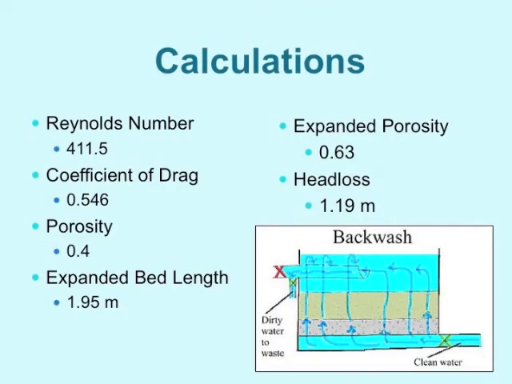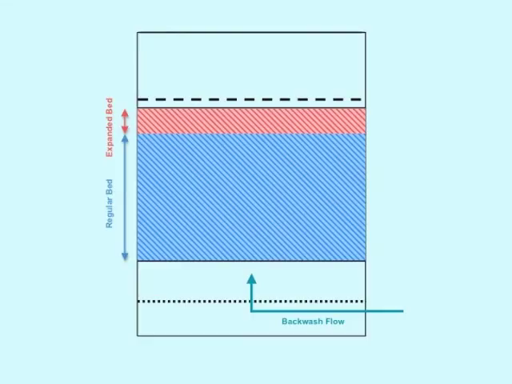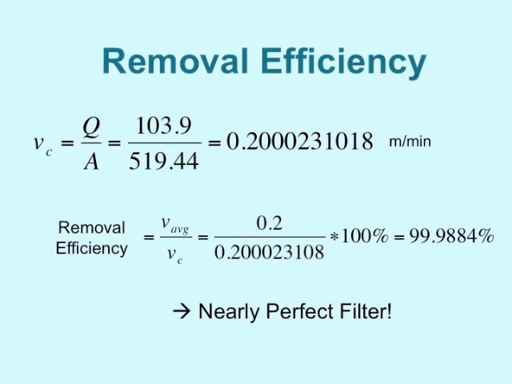The values we had to calculate were Reynolds number, coefficient of drag, porosity, expanded porosity, and head loss. We found these with general equations learned in class. This is a schematic of how the bed expands due to backwashing. We also calculated the removal efficiency of the filter, which is based on critical velocity and average velocity. The removal efficiency of our filter is 99.9884%, meaning that almost all of the solids left in the water are removed, and it meets safe drinking water regulations.